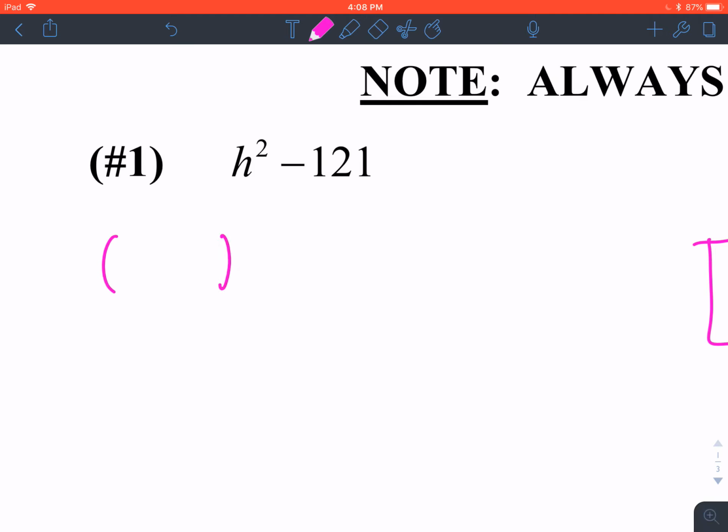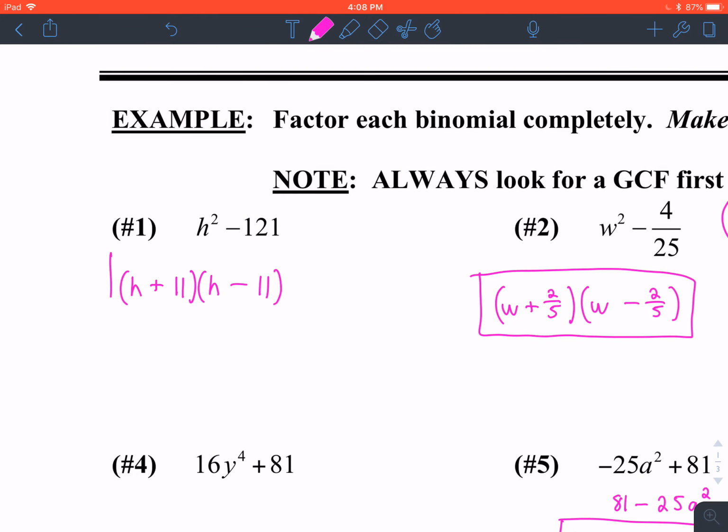Okay, good. Then we're going to take the square roots. We're going to put plus and minus signs between them. So what's the square root of h squared? We got h and h. And what's the square root of 121? We got 11 and 11. So we're going to have h, and we put a plus and minus. We got h plus 11 and h minus 11. And there's our answer.